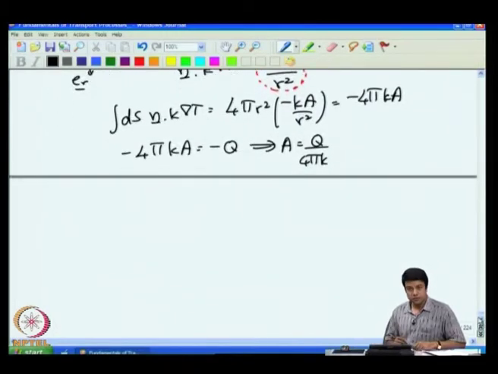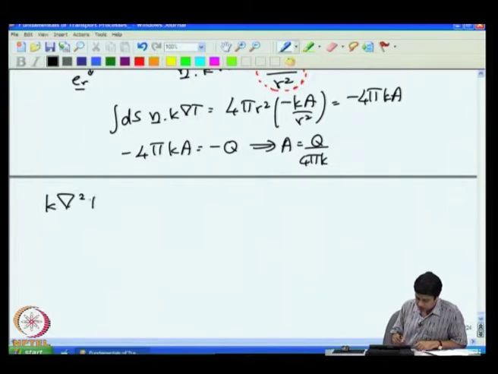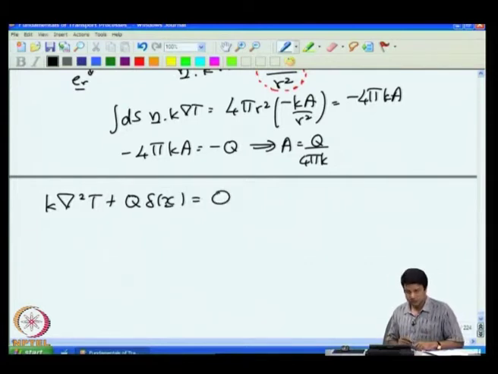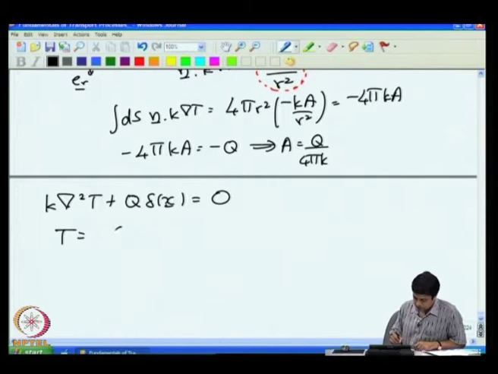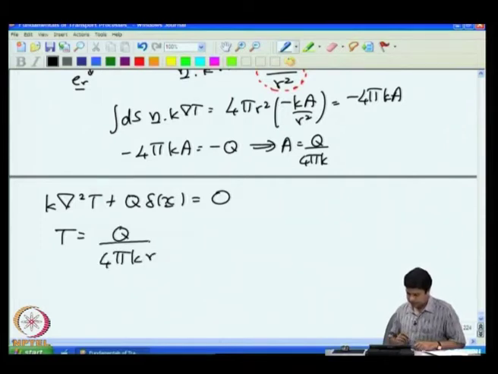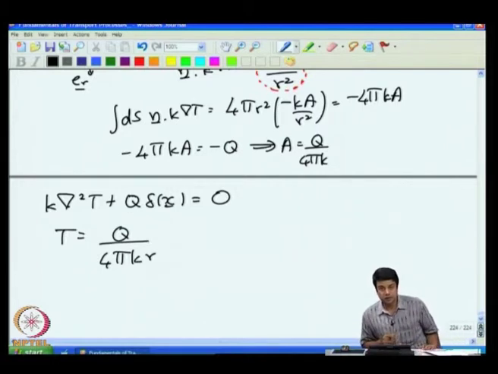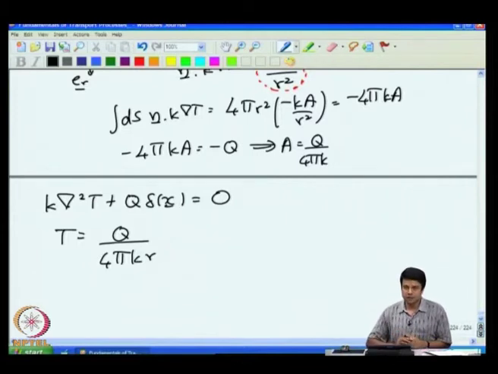So, what I have just shown you is that the solution to the equation k del square T plus q delta of x is equal to 0 is T is equal to q by 4 pi k r. A by r, A in this case, is equal to q by 4 pi k. Therefore, this is the solution for the temperature field from a point source, defined as q times delta of x.